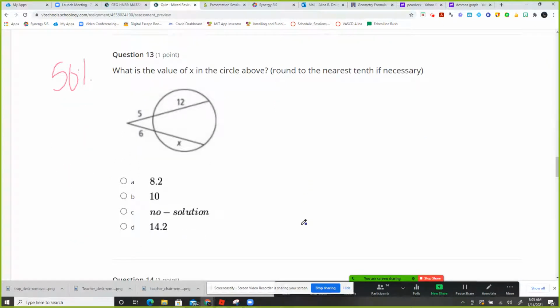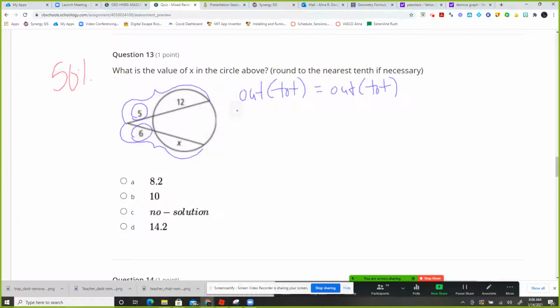This is what we learned yesterday. What was the formula we needed to remember yesterday? What do we do with these? Can anybody unmute themselves or put it in the chat? What do we have to set equal? Outside times total. Absolutely. Outside times the total equals the outside times the total. And this is brand new. We just learned it yesterday.